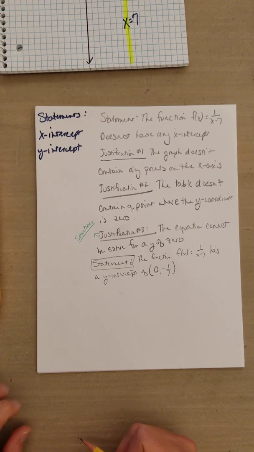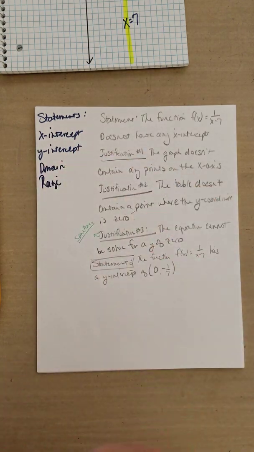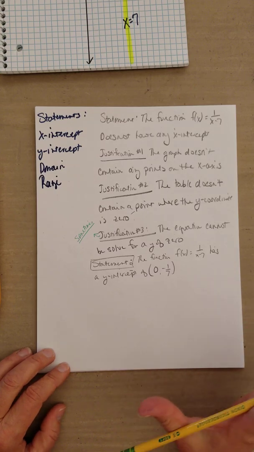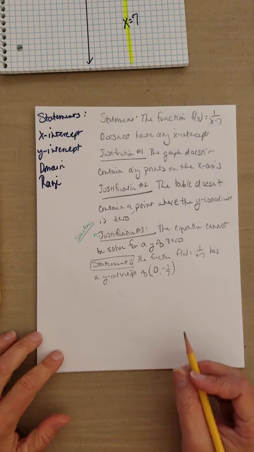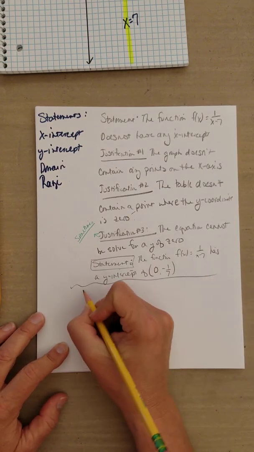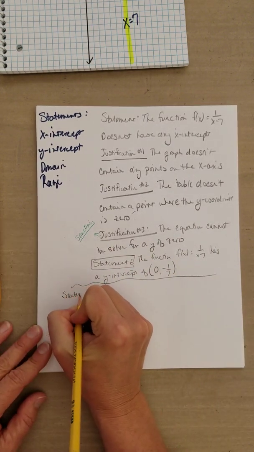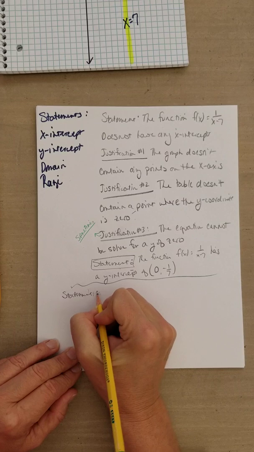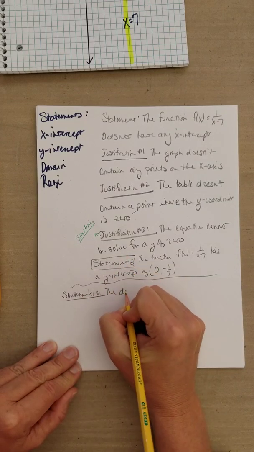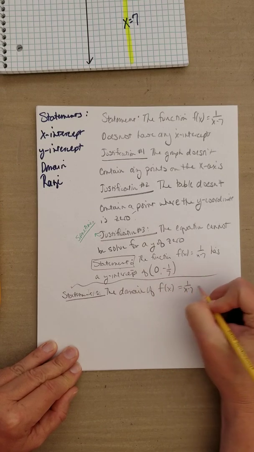All right, next statement. So other things we can do would be domain and range. So I'm going to do the statements and the justifications for the domain. I'll tell you right now, domain goes a lot with some other things like the x-intercept. Sometimes it has something to do with it. So here we go. Okay, the domain of, so this is my statement, sorry. The domain of f(x) = 1/(x - 7) is.